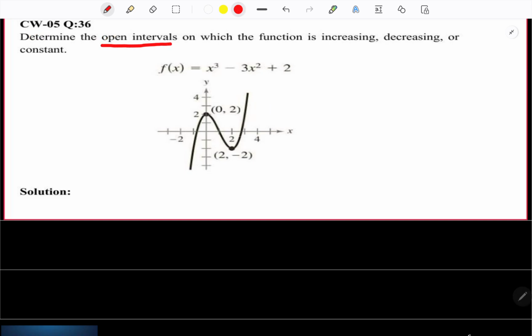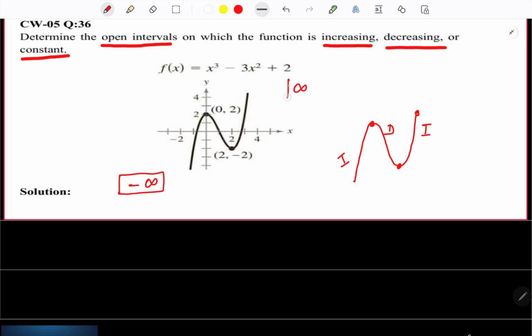Determine the open intervals on which the function is increasing, decreasing and constant. Okay, everybody? Right. Now look at the graph. Look here. This is increasing from here. After that decreasing. Okay, from here. After that increasing. So increasing, decreasing, increasing. Can you see that? I told you this side you put minus infinity and this side you put plus infinity. Okay, right. And this point is what? 0 comma 2. Look at the x value. And this point is what? 2 comma minus 2. Look at the x value. Very, very important. Look at the x value.